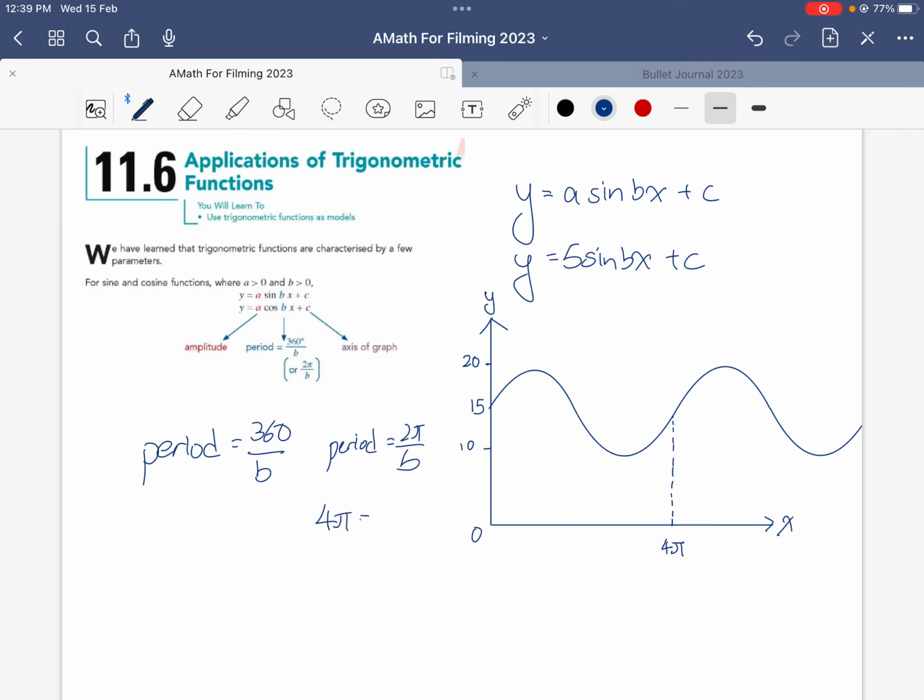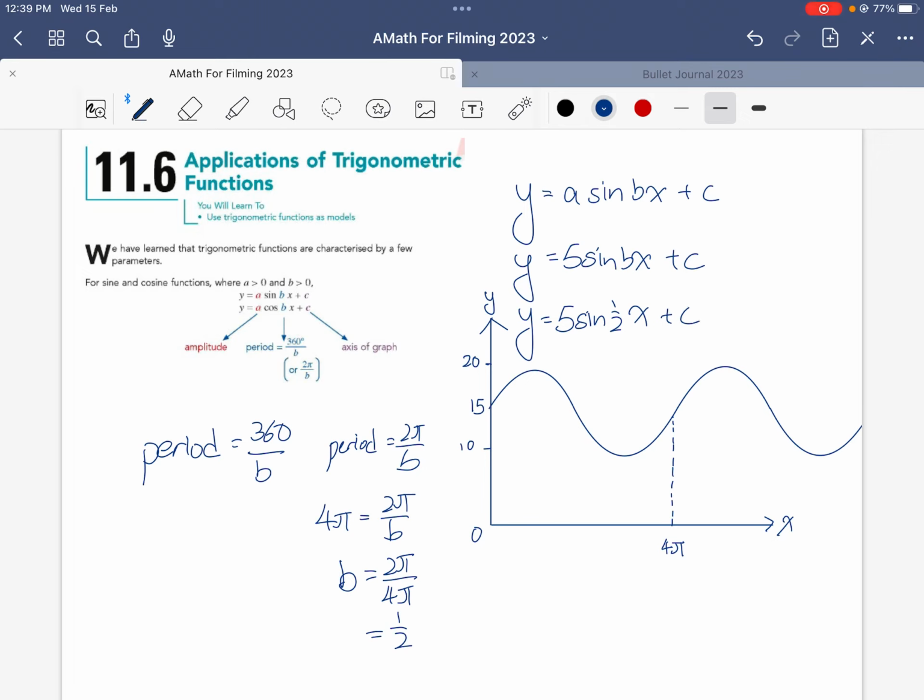So I say 4 pi is equal to 2 pi over b. So b equals 2 pi over 4 pi. My b value is half. Hence, I'll say y equals 5 sine half x plus c.